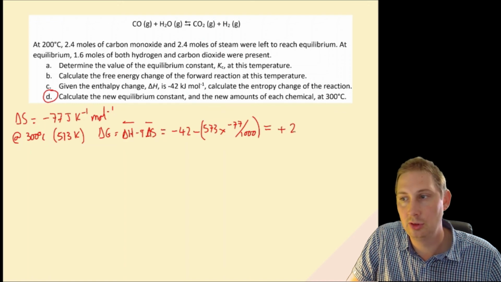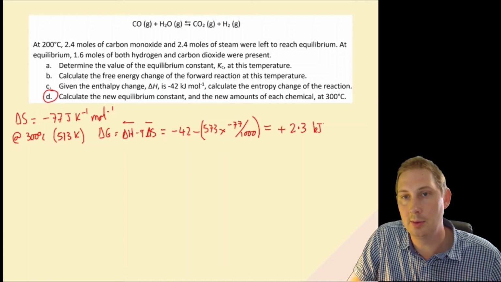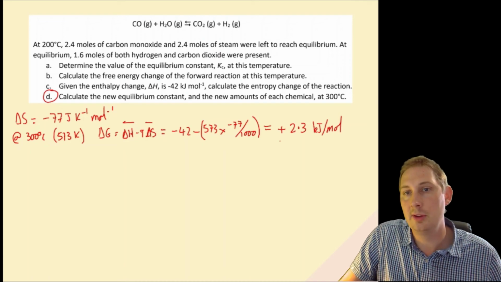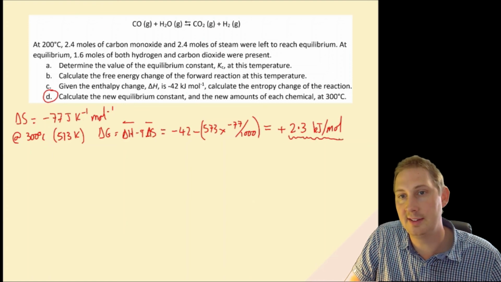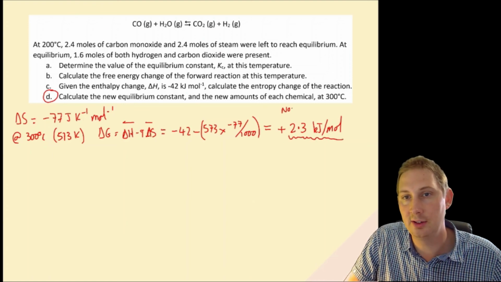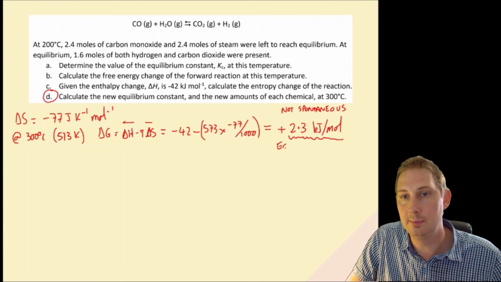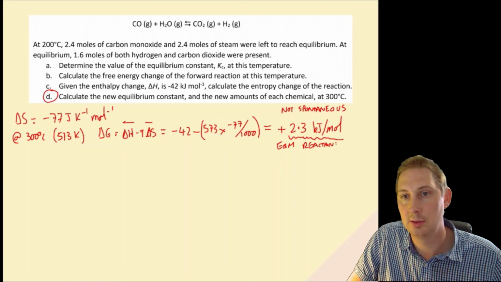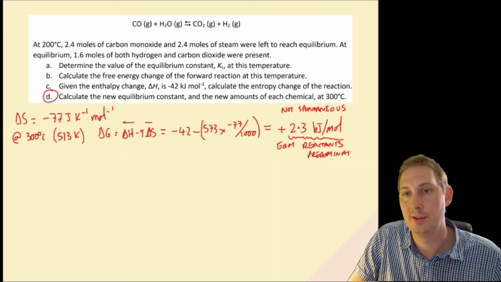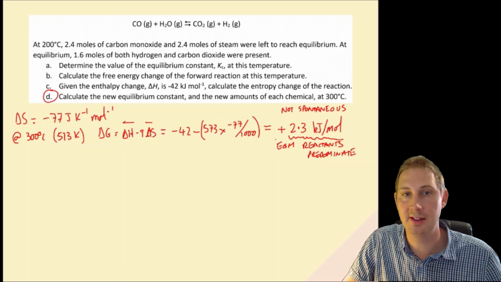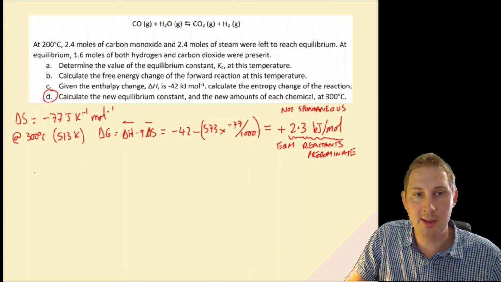plus 2.3 kilojoules per mole. In other words, we might have said a couple of lessons ago that that was no longer spontaneous. But actually what we now know is that this is an equilibrium where reactants predominate. So it's only slightly positive, so we're going to have an equilibrium mixture. Okay, calculate the new equilibrium constant.